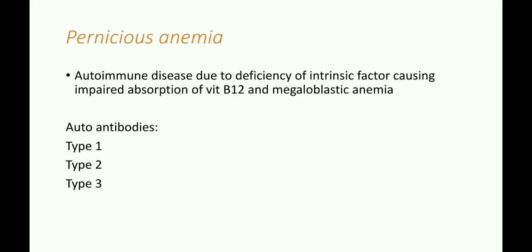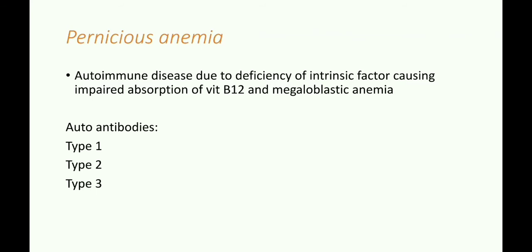So now let us see about pernicious anemia. We know that for the absorption of vitamin B12, it requires Castle's intrinsic factor, which is needed for the absorption of vitamin B12, and this intrinsic factor is produced by the parietal cells of the stomach. This intrinsic factor will bind with vitamin B12 and their absorption takes place in the ileum. This is what exactly happens.